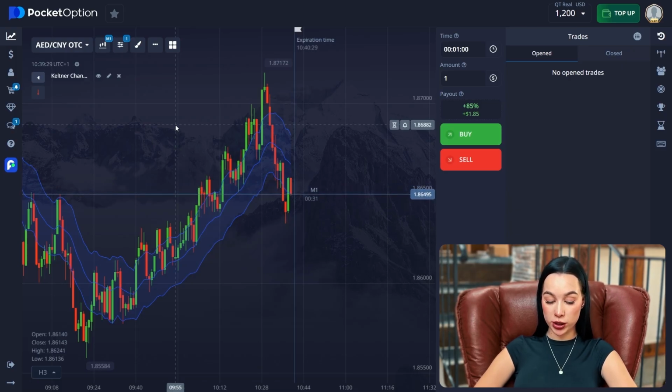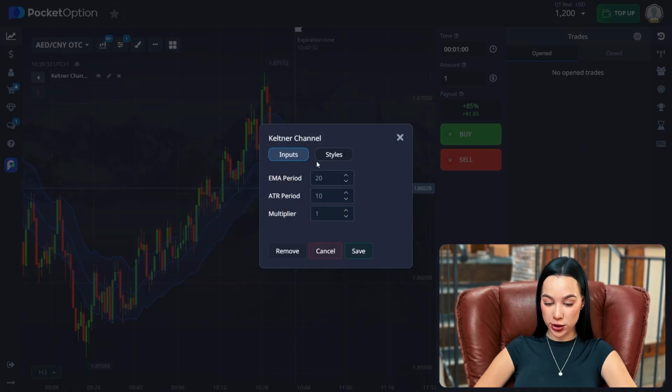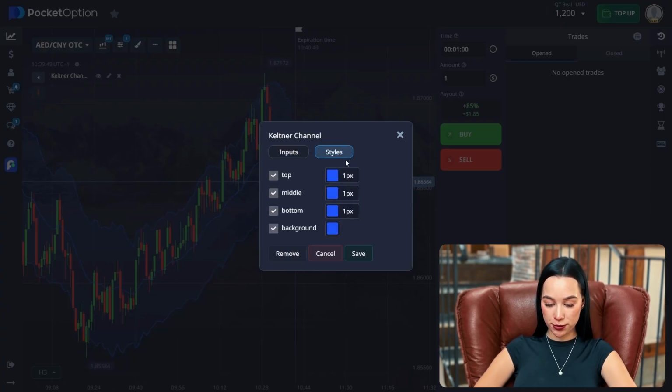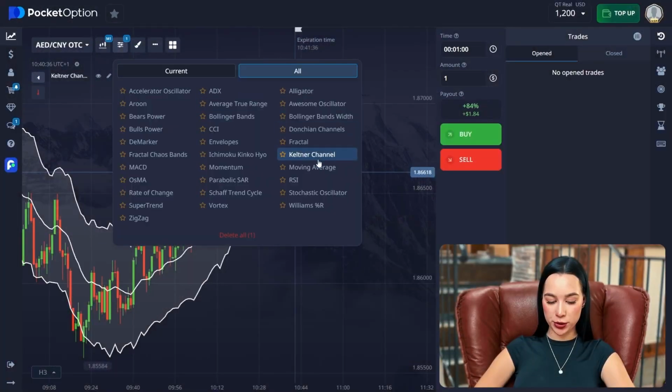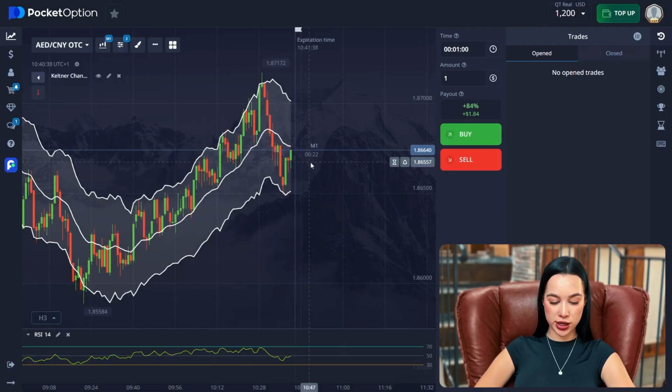So here, as you can see, while you're changing the settings, the indicator also looks different. So we'll leave it just like here. So in here again, the EMA period is 20, ATR period is 10, and multiplier is 2. So you can save the settings and use it in your trading session. Then we change the color of the top. We do it 2px. After that, we go to the indicators again, choose the arrow sign.